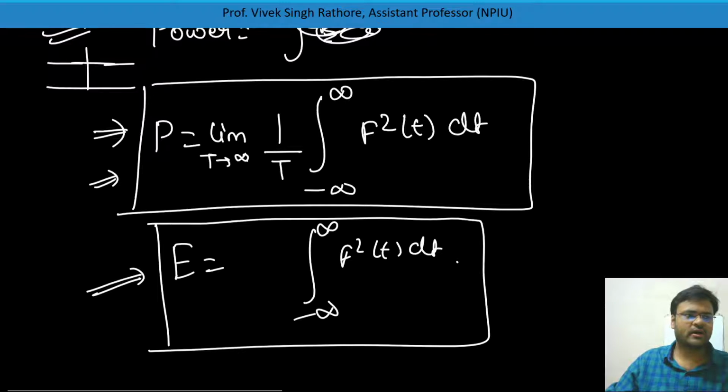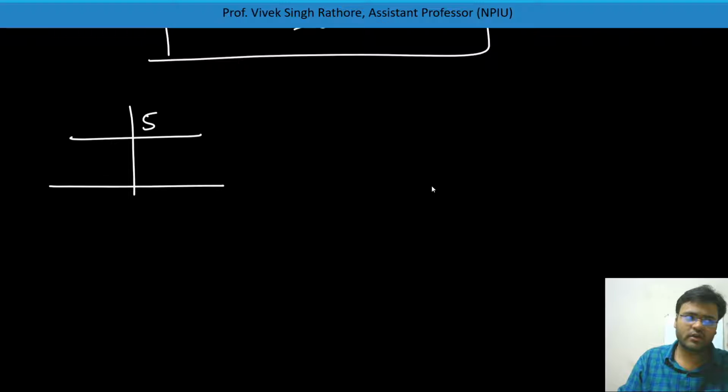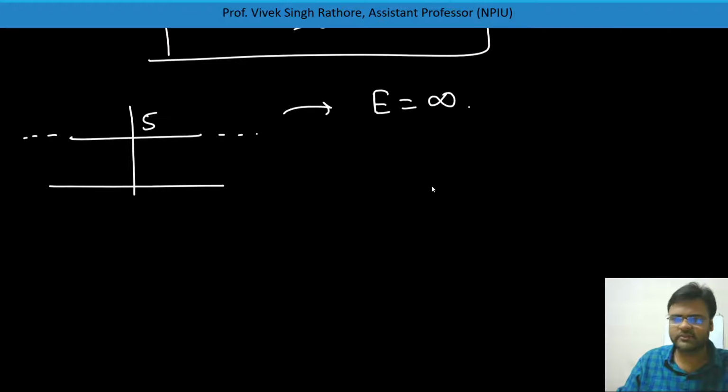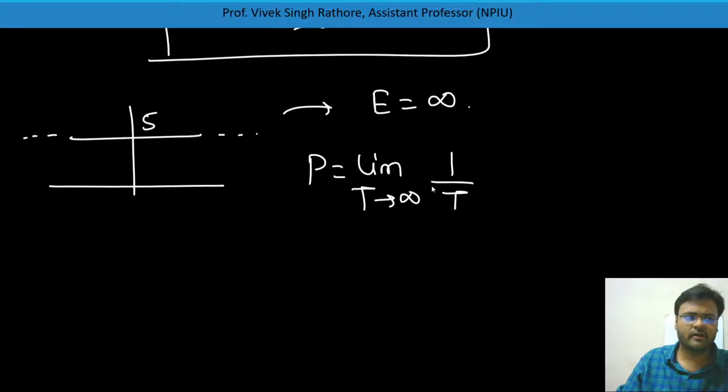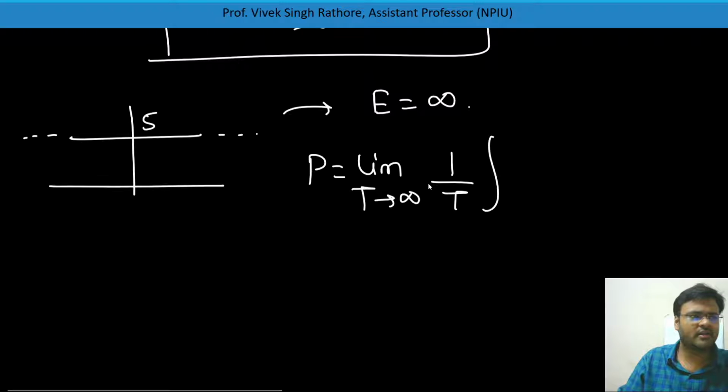So let's see. Our signal was there. Let's suppose its amplitude is 5, and it was going on from this to this time, and we already calculated its energy, which came as infinite. So let's check its power. Power will be limit T tending to infinity of 1 by time period, and the integral from minus infinity to infinity, or, because this signal is going on, it is almost the same, so we can take it from minus T by 2 to T by 2 also.